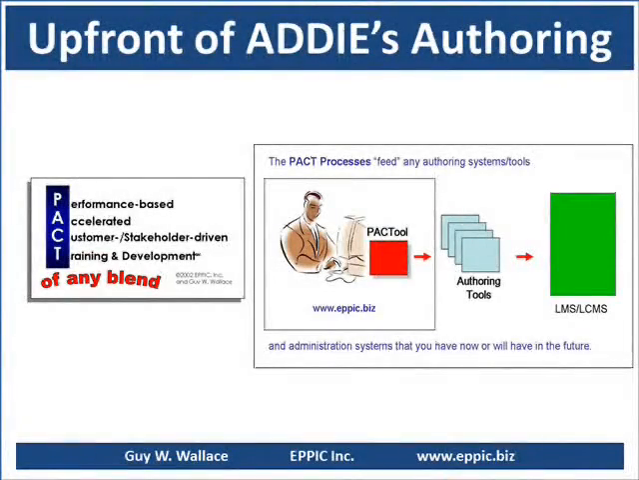The PACT processes require management of data. Prior to use of authoring tools of any type, the PACT tool organizes the projects for curriculum architecture design and modular curriculum development and captures all of the analysis data and design data. That can be then used to feed any authoring tools that you have, which will eventually feed your learning management systems and your learning content management systems, depending on which ones you have.